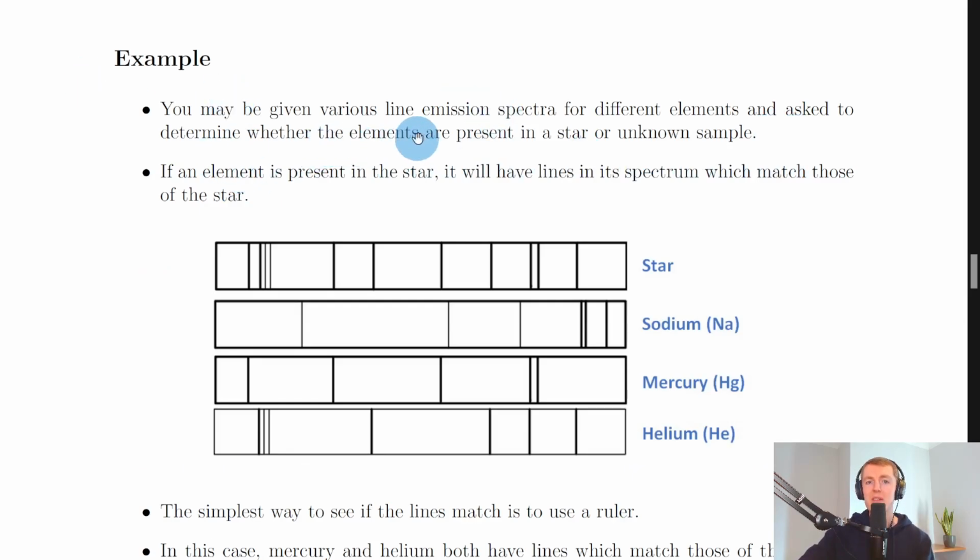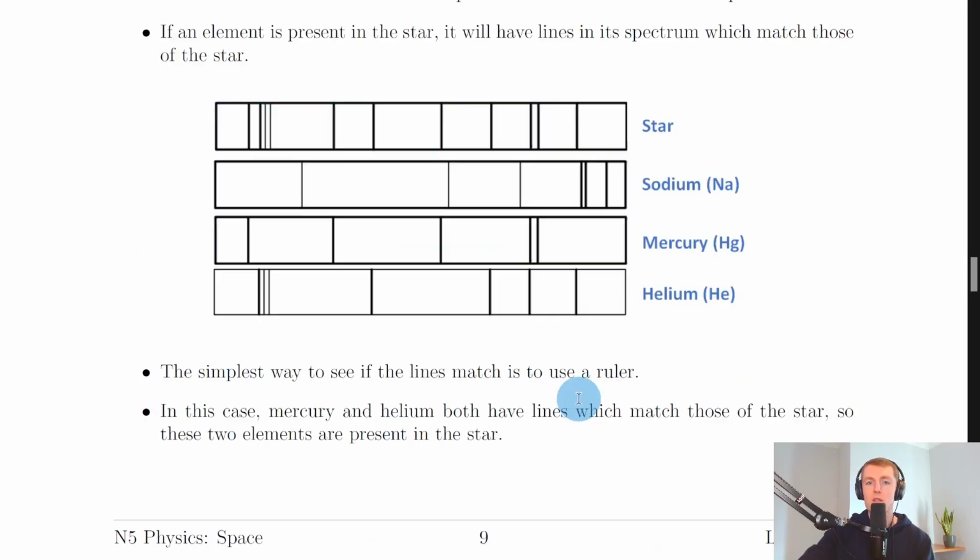So it says you may be given various line emission spectra for different elements and asked to determine whether the elements are present in a star or unknown sample. If an element is present in the star, it will have lines in its spectrum which match those of the star. So if we look at the picture here, we've got the star's spectrum at the top, which is the one we want to refer back to each time. We've then got the spectra for different elements below it. So what you would want to do is look at each of these spectra in turn and see if all of the lines in each of the elements here match up with those in the star. And it says the simplest way to see if the lines match is to use a ruler. Now you don't have to do that, but it does help to be able to match up the lines.